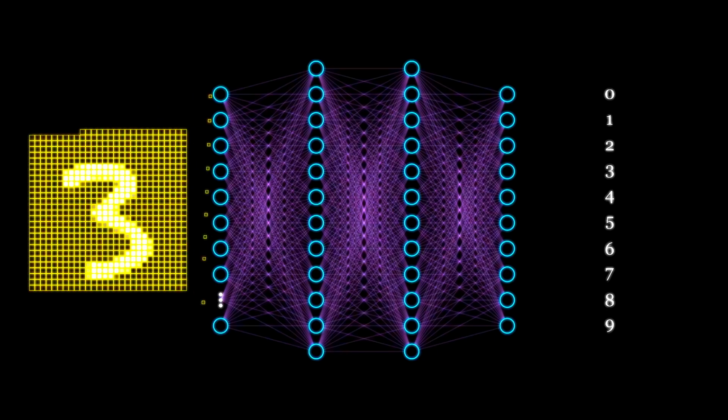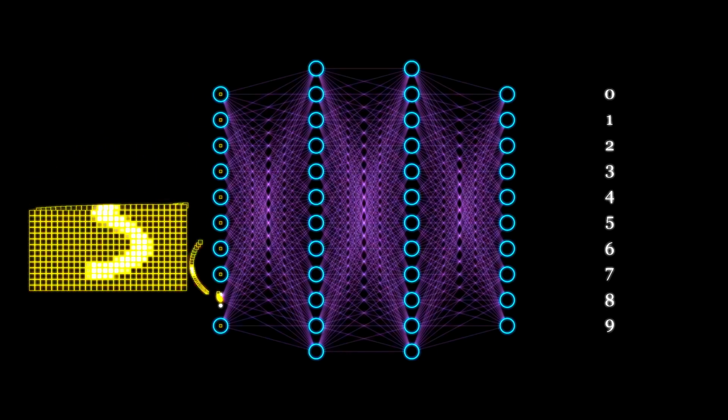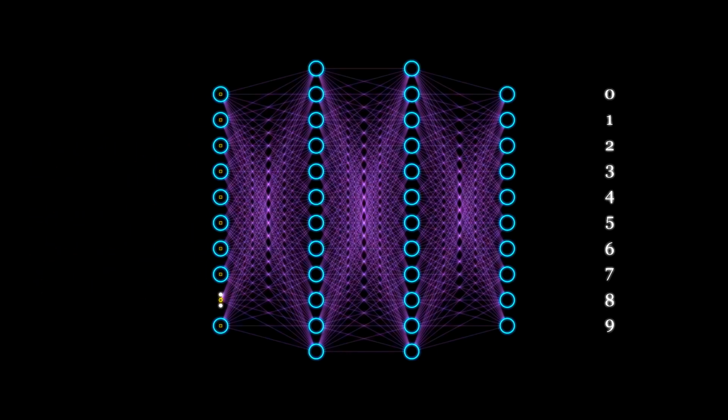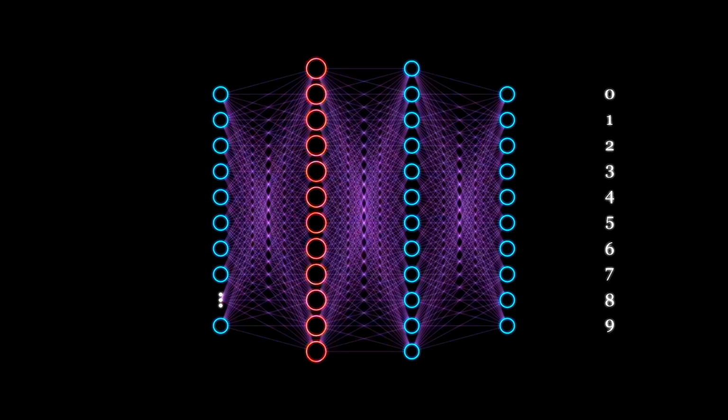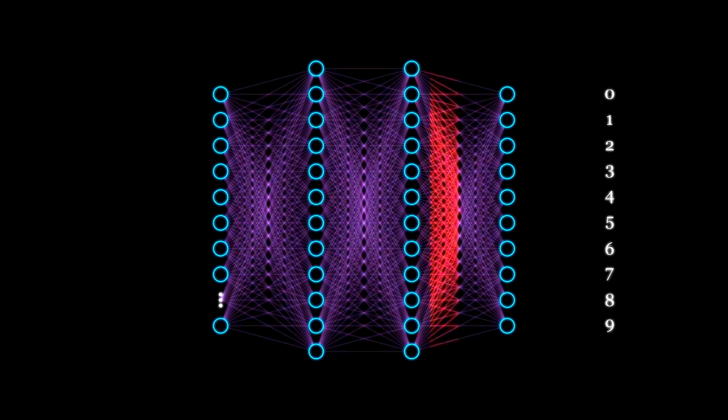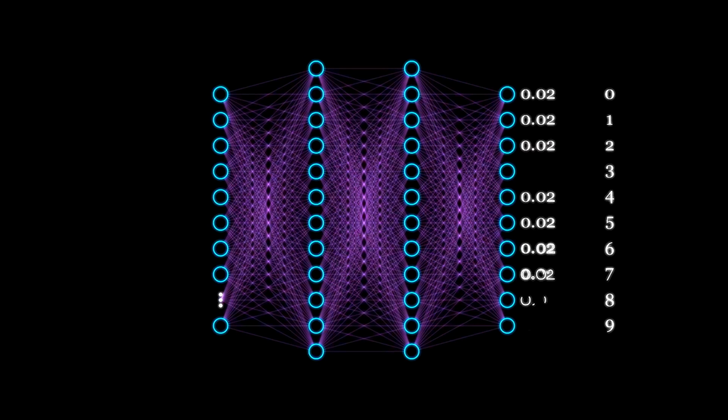The output neurons in our example will give a number 0 to 1, describing the probability of the image being that number. For example, when we give our network this image of a 3, it correctly outputs 0.8 for 3. This means the network is 80% sure that the image we gave it is a 3.